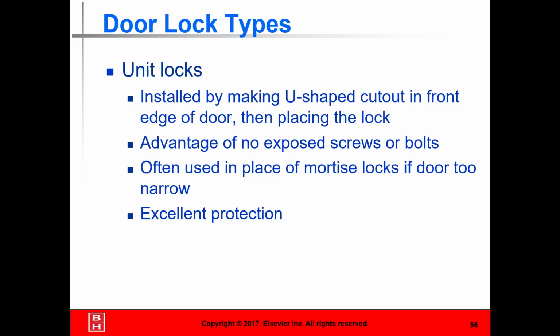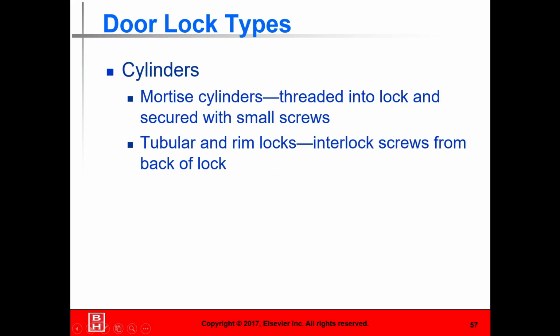A unit lock is installed by making a U-shaped cutout in the front of the door and then slipping the lock into the cutout. This type of lock usually has the advantage of having no exposed screws or bolts, and it is ordinarily used in place of the mortise lock where the door is too narrow for the mortise. So these are some of the other types of locks.